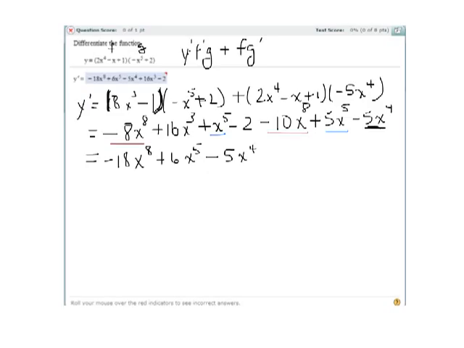And then cubed would be the next highest, and there's only one of those, so plus 16x cubed. And last but not least, my constant term, minus 2. And that matches what we have up there.